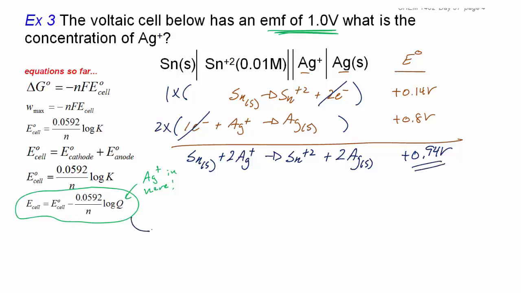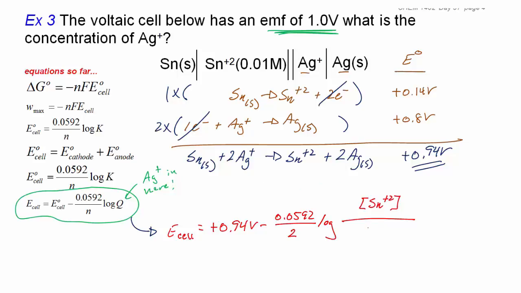So let's plug it into our expression. My E cell is going to be E0 cell, positive 0.94 volts, minus 0.0592, N is 2, log of Q. Now Q is products over reactants. So I'll have the concentration of tin all over the concentration of silver ion, but it has to be squared. So what is my tin concentration? 0.01 molar.